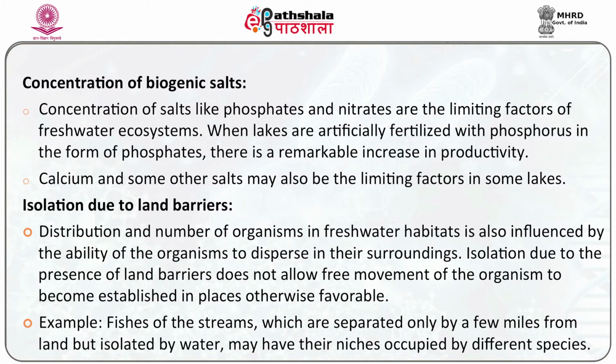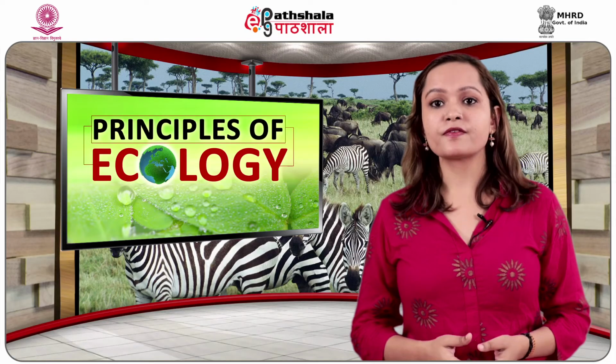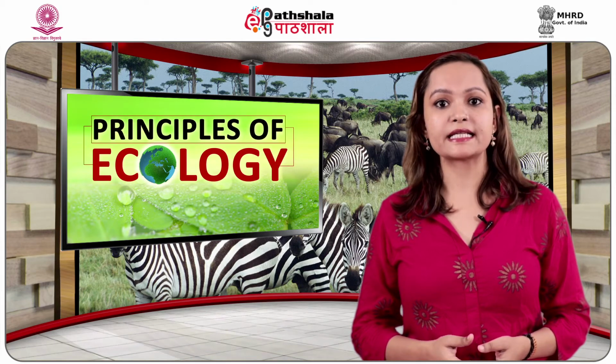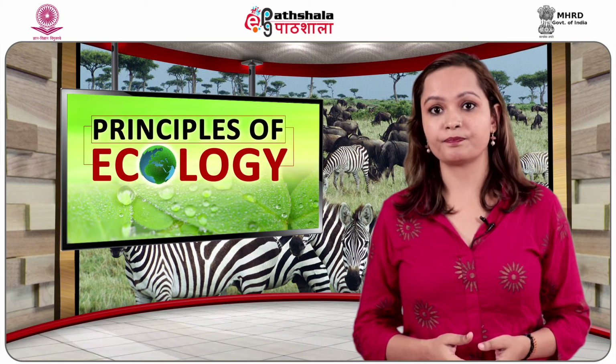Concentration of biogenic salts. Concentrations of salts like phosphates and nitrates are limiting factors of freshwater ecosystems. Calcium and some other salts may also be limiting factors in some lakes. The algal productivity of some freshwater lakes is limited by the availability of inorganic forms of phosphorus, such as iron phosphate. When lakes are artificially fertilized with phosphorus in the form of phosphates, there is a remarkable increase in productivity. Phosphate received from runoff from agricultural fields and sewage supplied to the lakes also results in enhanced productivity.